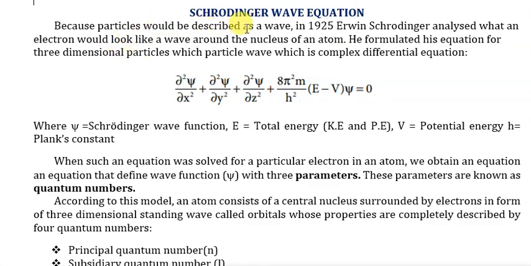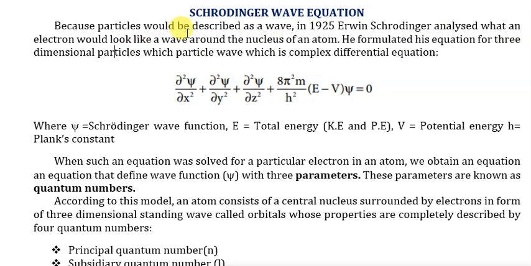Because particles could be described as waves, in 1925 Erwin Schrödinger analyzed what an electron would look like as a wave around the nucleus of an atom. So he formulated his equation for a three-dimensional particle, which is a complex differential equation. This is the complex differential equation which people doing pure mathematics derive, but there is no need for you to know it.